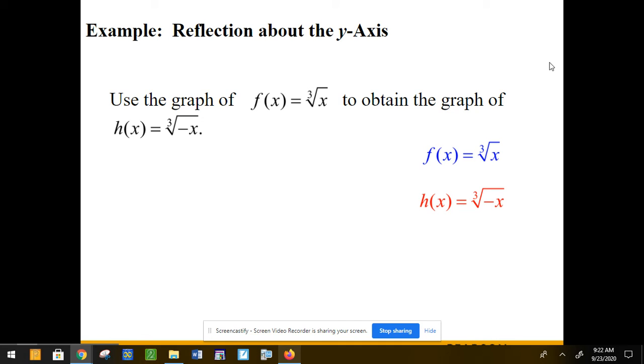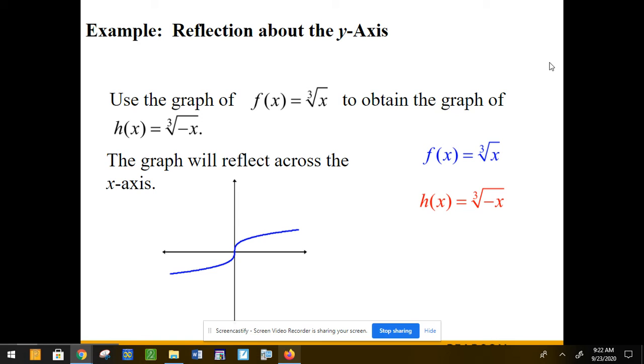We're going to look at the example of a cube root function. So the basic function in blue is just the cube root of x, and that looks like that. For the red function, h of x is the cube root of negative x. The negative's on the inside, so it's not flipping it across the x-axis vertically, it's flipping it across the y-axis horizontally.